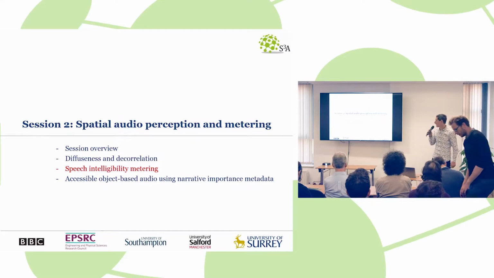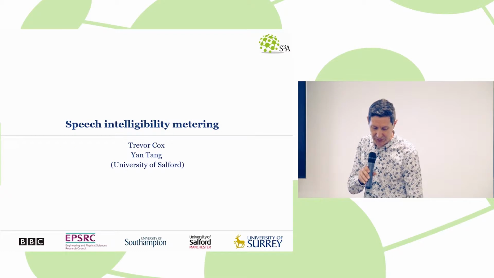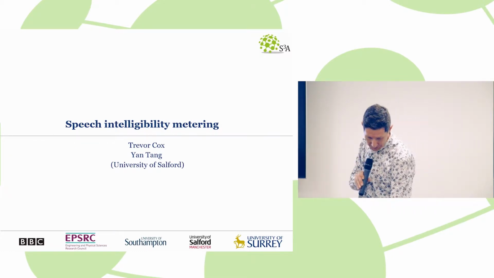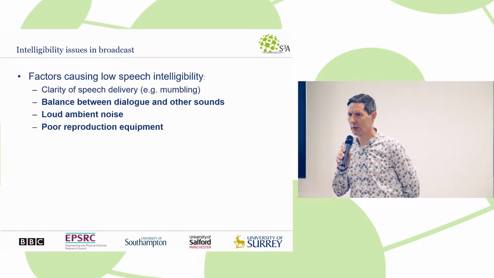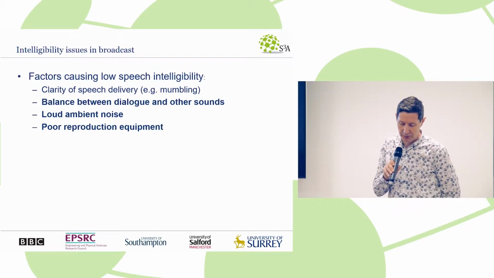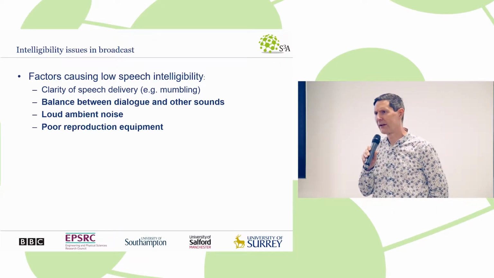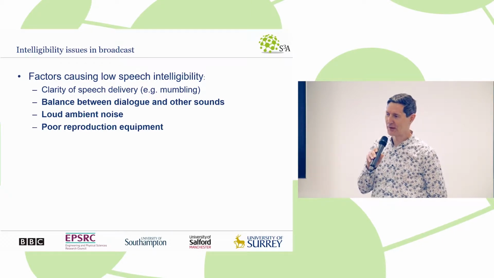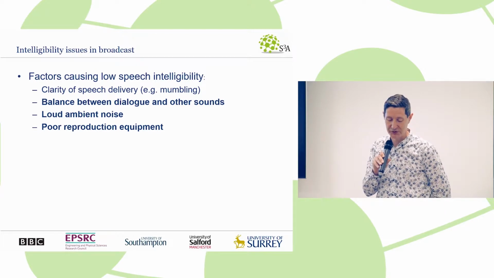So I'm going to talk about the speech intelligibility work, or specifically the speech intelligibility metering that we've been working on as part of the project. There are well-established problems with dialogue not always being intelligible on television, for example, and there's a variety of reasons for this. We didn't really tackle the top one, which is about actors not actually delivering and mumbling. We were more concerned with the bottom three causes of problems.